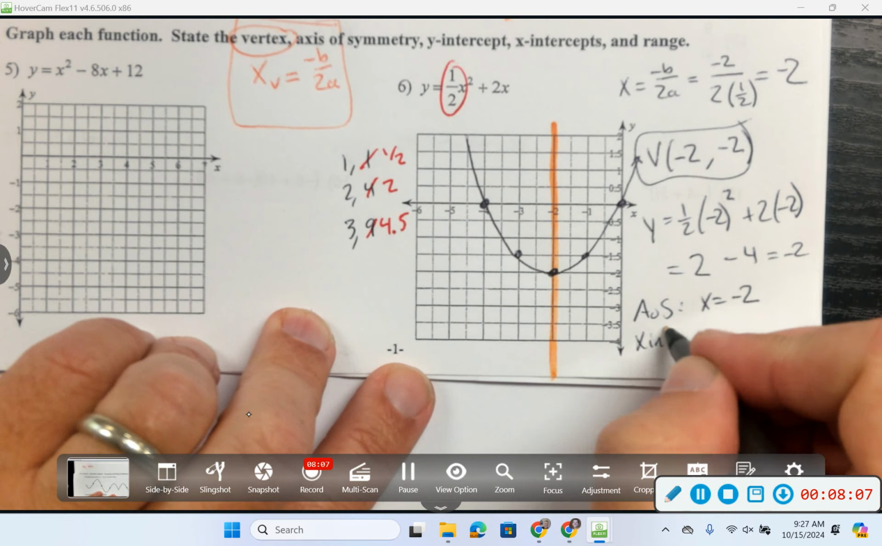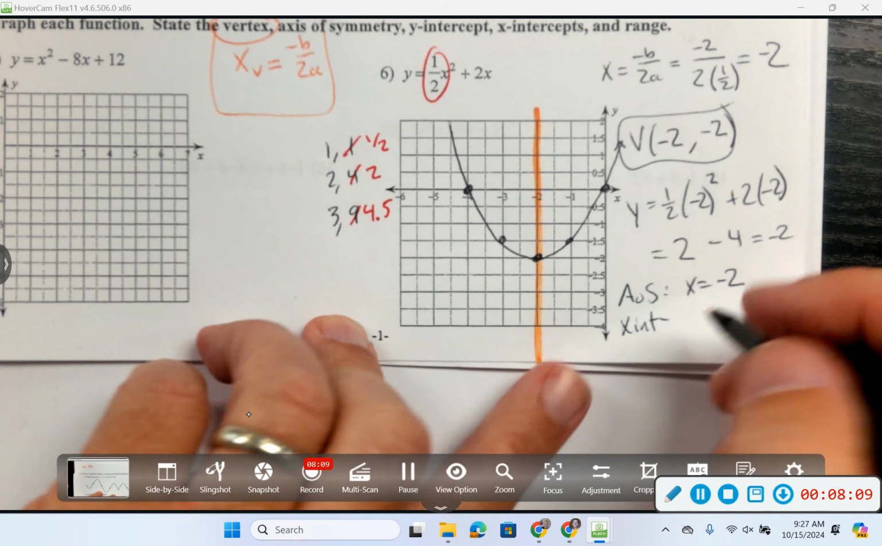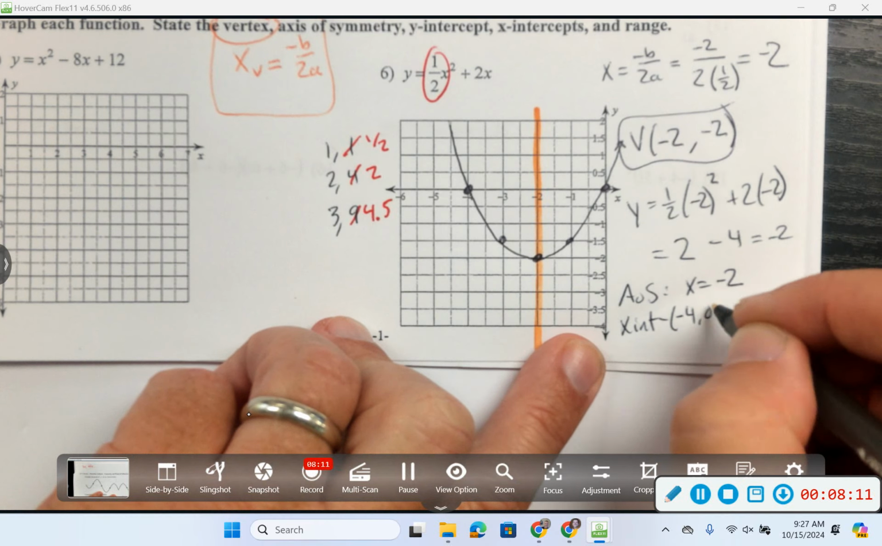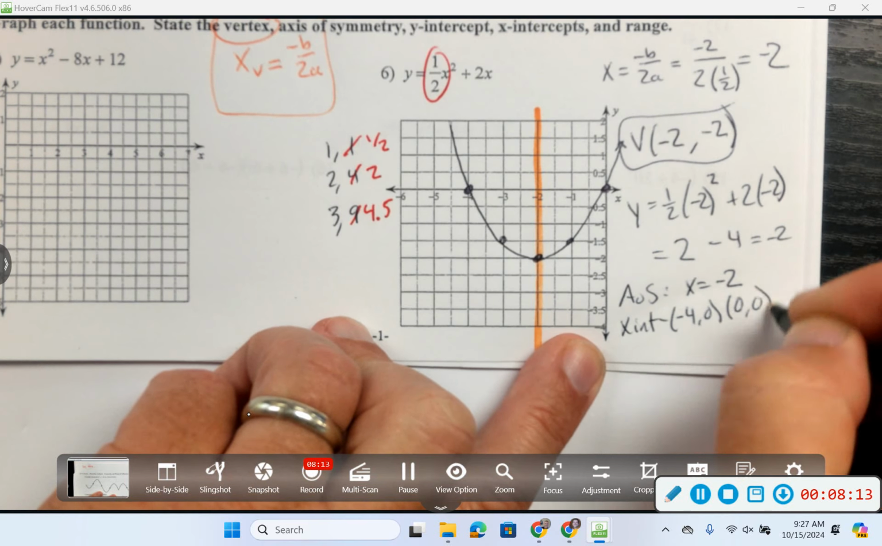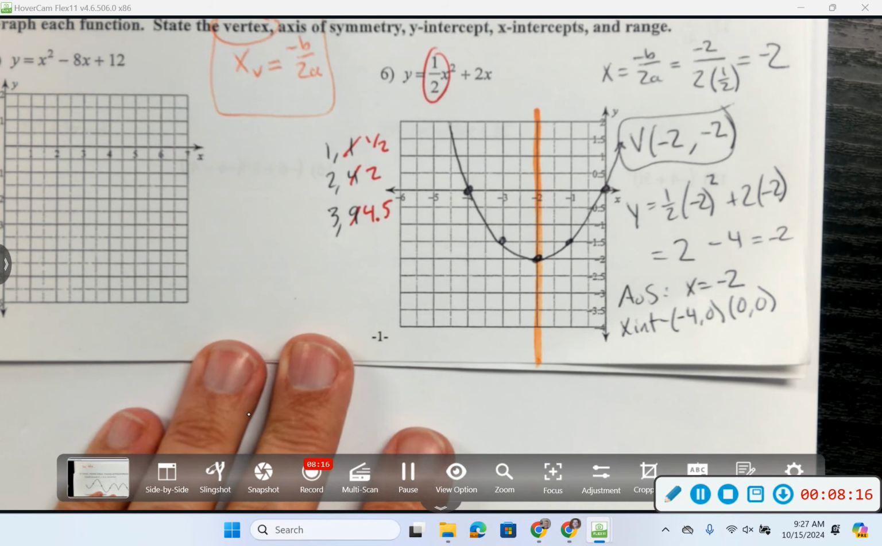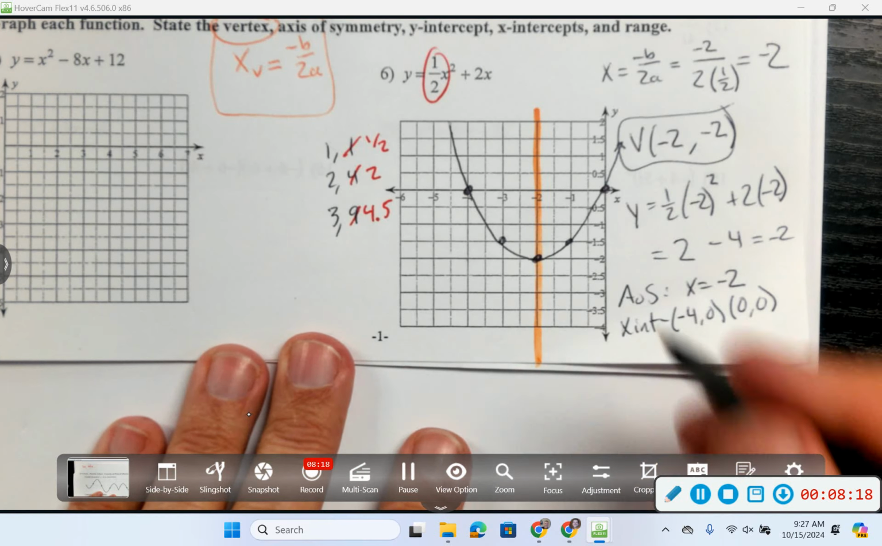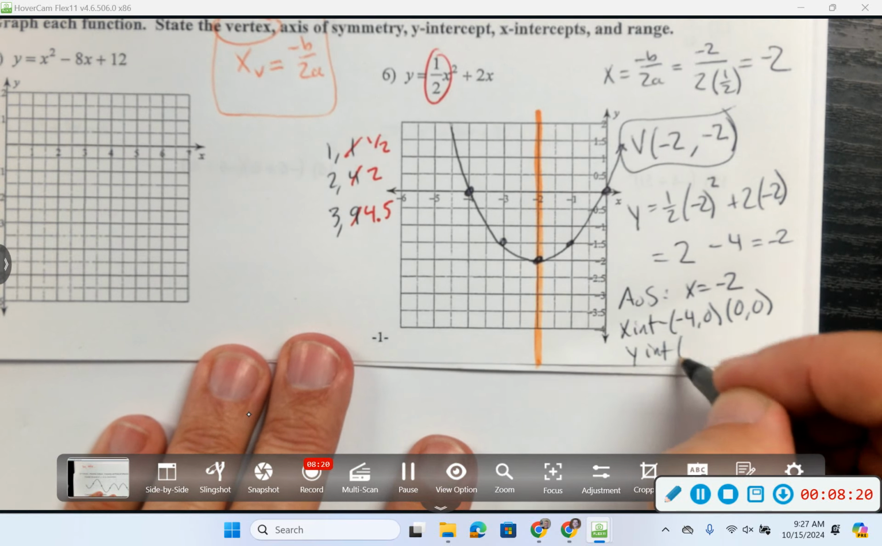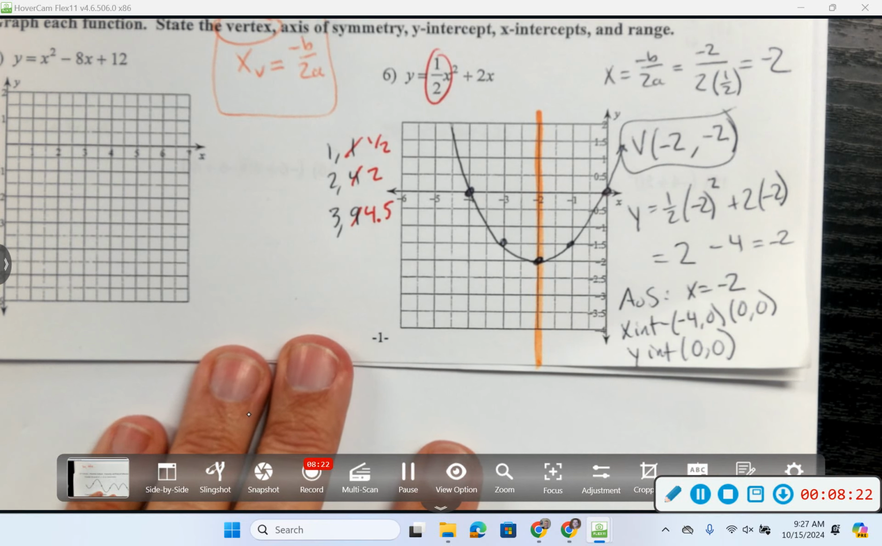So the x-intercepts, remember, we want to list them as points. Negative 4, 0, and 0, 0. And then my y-intercept is also 0, 0, but it asked for it, so we'll list it again.